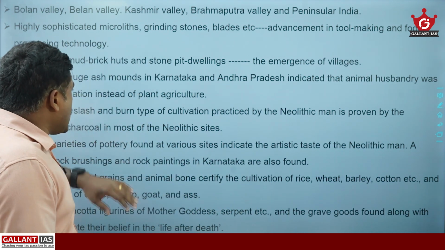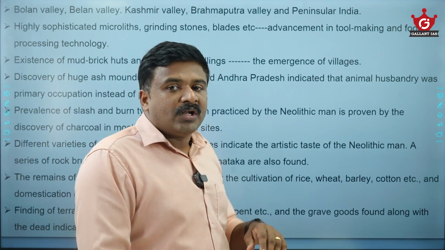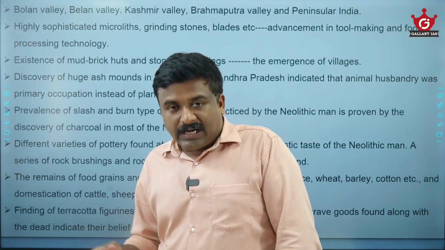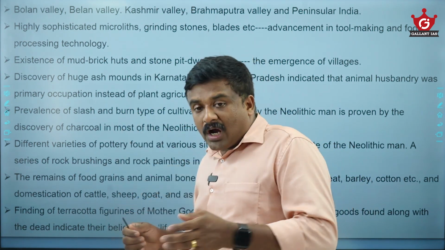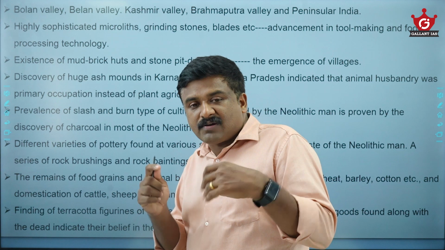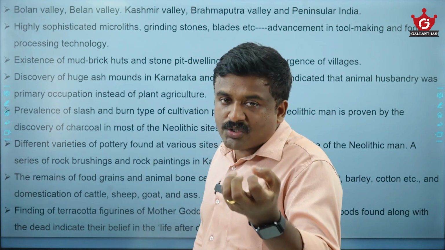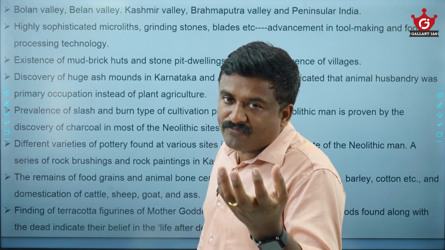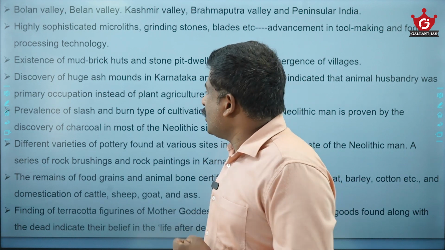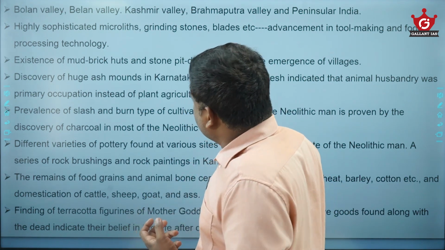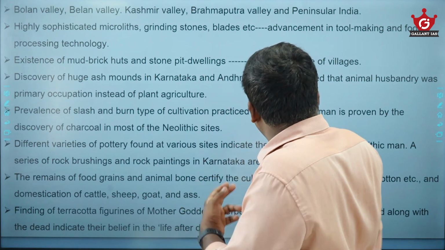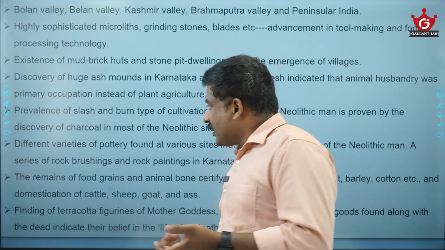Then the discovery of huge ash mounds in Karnataka and Andhra Pradesh. They reflect that these people were highly into cattle rearing. That was their major occupation rather than agriculture. That is why there are huge ash mounds, the remains of heaps of cow dung. So the huge ash mounds in Karnataka and Andhra reflect that their major occupation was animal husbandry rather than agriculture.